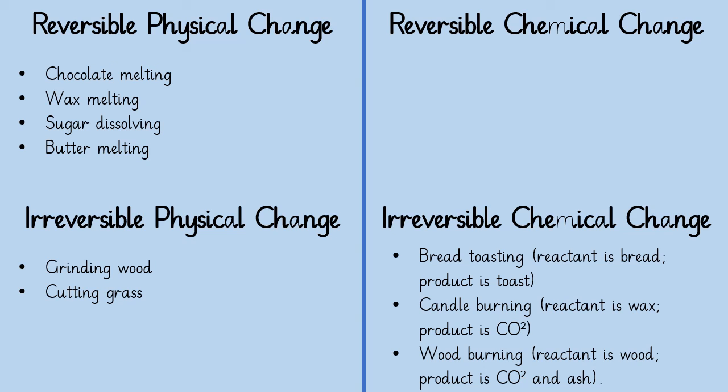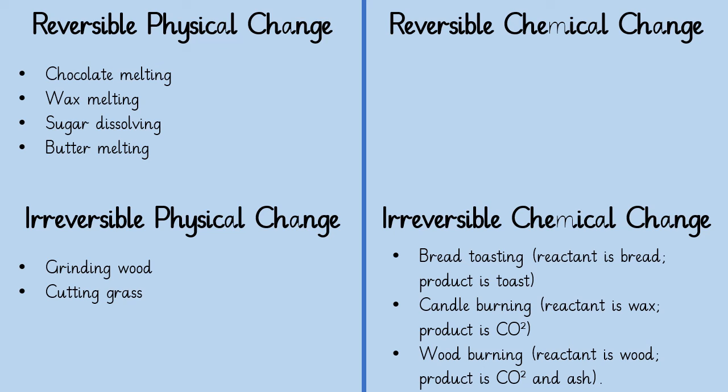Down in the bottom right, we've got our irreversible chemical changes, which is bread toasting. The reactant is bread and the product is toast. The candle burning, the reactant is the wax and the product is CO2, carbon dioxide. That's a really tricky one. The actual wax melting is a physical change because we can get the wax back. The actual candle burning, the wick, that is not a physical change. It's a chemical change. It's a brand new product being made.